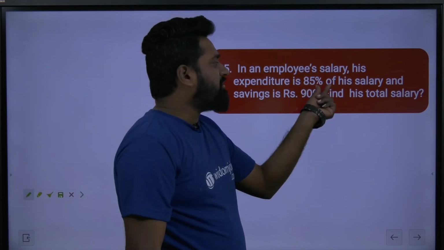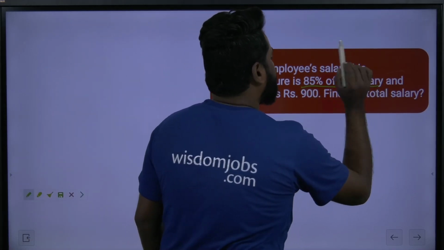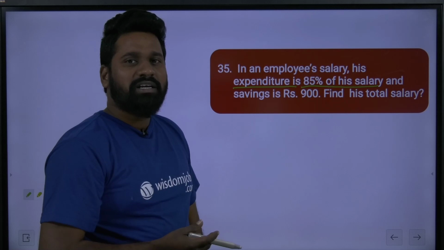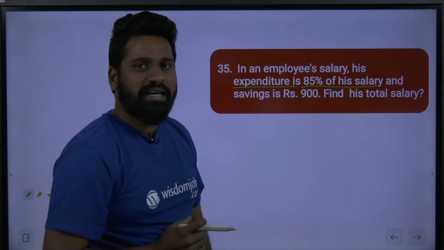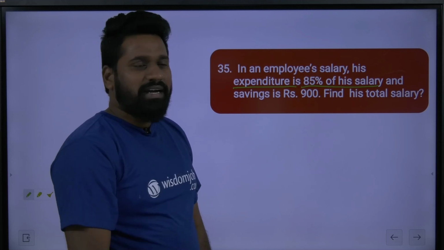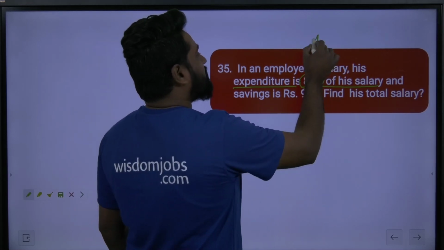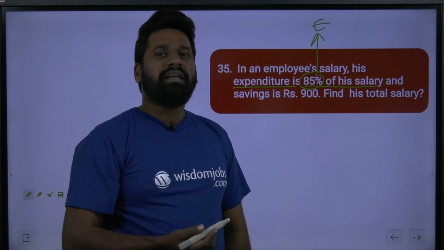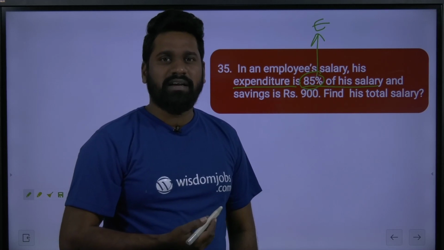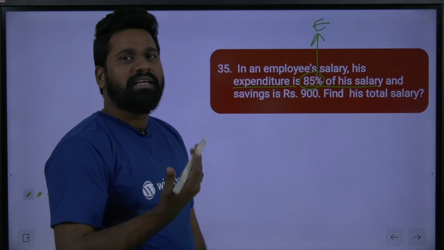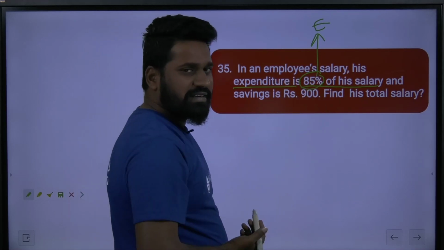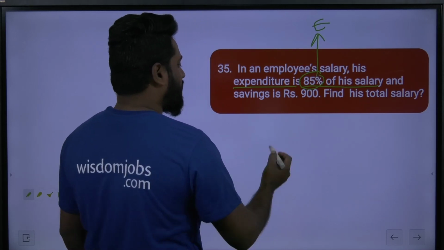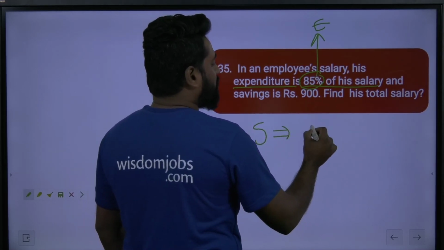So here 85% of his salary is given. This is expenditure. That means out of 100%, if you take his salary as 100%, out of this 100%, 85% is expenditure. 85% expenditure means the remaining should be savings. Is it clear? Because income minus expenditure indicates savings. That is 100 minus 85%, that is 15% indicates savings. That is what I am writing. So savings is equal to 15%.